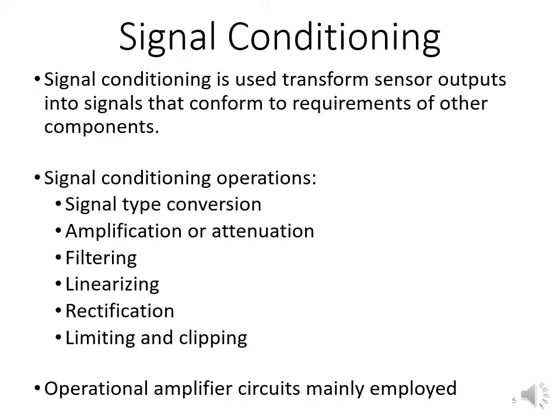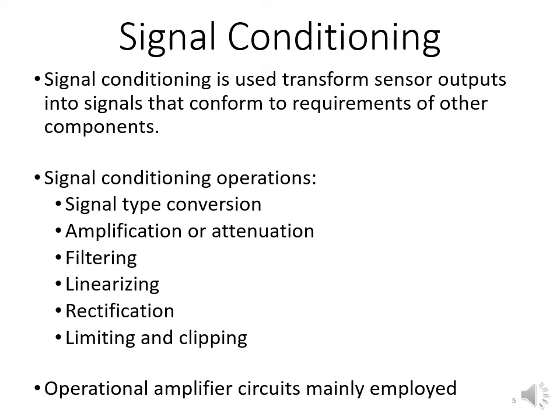For example, in thermocouples, we will need to amplify the signals into ranges of volts, because thermocouples produce signals in the range of millivolts. We can also require attenuation. For example, in tachogenerators, the voltages that may be generated can be quite high. So we may need to attenuate them, reduce their sizes so that they conform to the requirements of other components in the system.